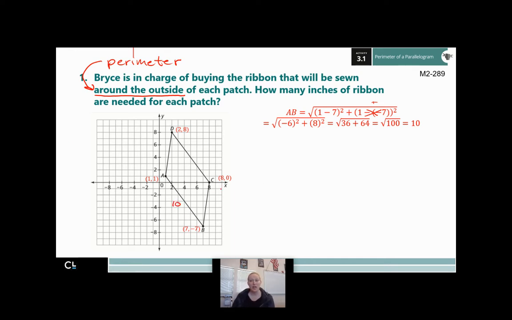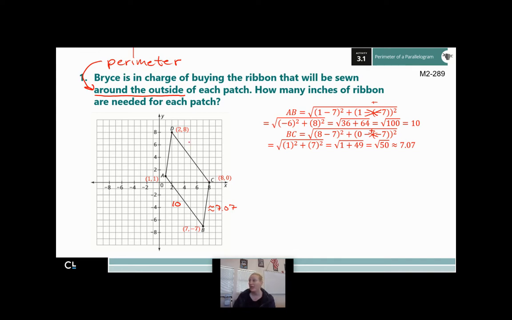Hooray. Let's now find side BC. Let's subtract our x coordinates, 8 minus 7. We'll subtract our y coordinates, 0 minus -7. Again, the double negative here becomes a big plus sign. 8 minus 7 is 1. 0 plus 7 is 7. 1 squared is 1. 7 squared is 49. And so I got the square root of 50. So this is about 7.07.